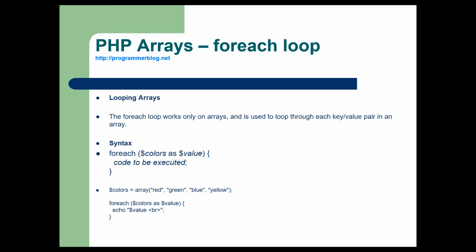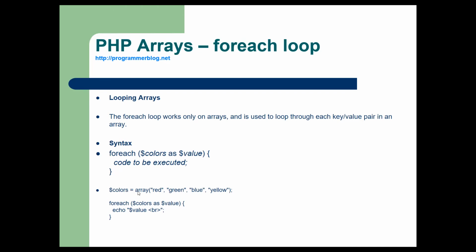In a previous lesson, we learned about for, while, and do while loops. But the foreach loop mostly works with arrays, and it is used to loop through the key value pairs of an array. The syntax of a foreach loop is as follows. Inside the foreach loop, we specify the array name and the value that we want to process. And inside the curly brackets code block, we add the code that we want to execute. Here is an example of a foreach loop.